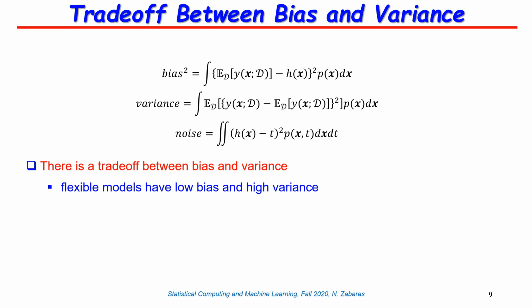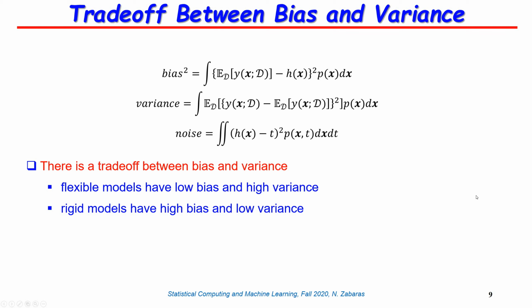Now, for the case of models that are very rigid, so if we fit, for example, our complex data with a straight line, we're going to get a situation where we have very high bias, but we have very low variance. Okay, so there is this trade-off between bias and variance, and of course of interest will be to identify if we can find a minimum for the combined bias squared plus variance term in our expected loss function.